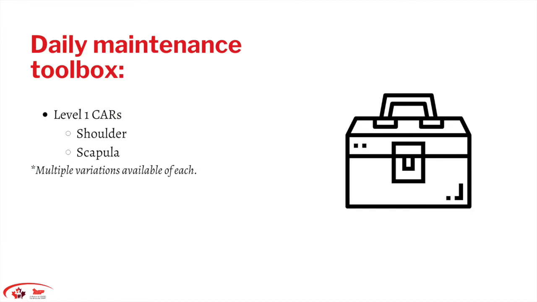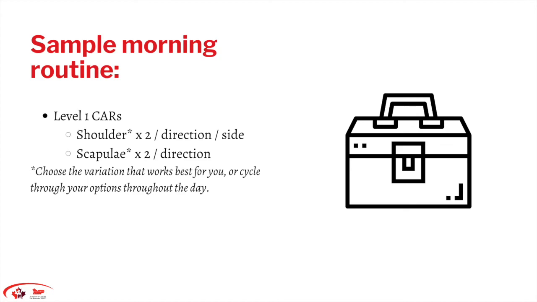And again, just a quick recap. We're talking about level 1 CARs for the shoulder and for the shoulder blades, which are the scapula. Essentially, you're doing 2 times in each direction per side, multiple times a day if you can, but at the very least once a day. I showed you several different variations and setups for each of them.